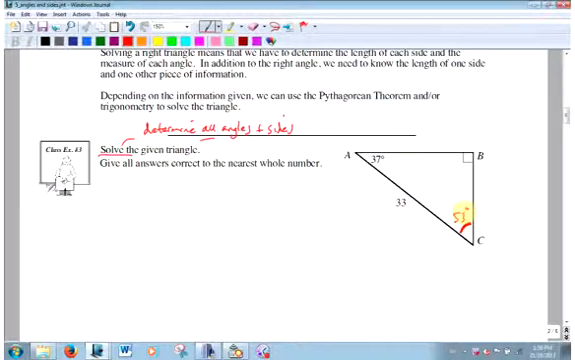53 degrees. 53 and 37 and 90 equals 180. Okay?